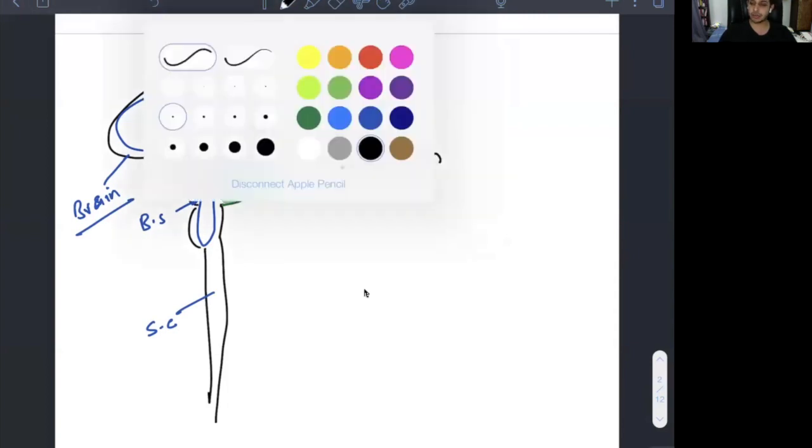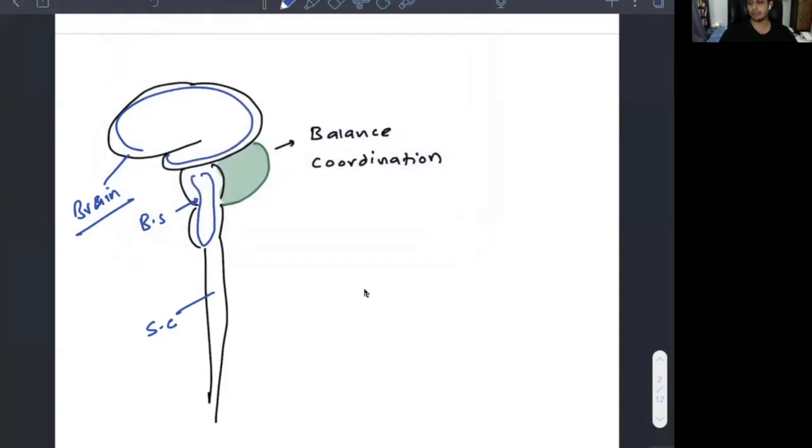So coordination of what? Basically coordination of any movement. Okay, so any and all movement that happens in your body, the cerebellum will coordinate it. So if there is no cerebellum, that movement will happen, but it is not going to be a coordinated movement. That is, in layman's terms, it will not be a graceful movement.